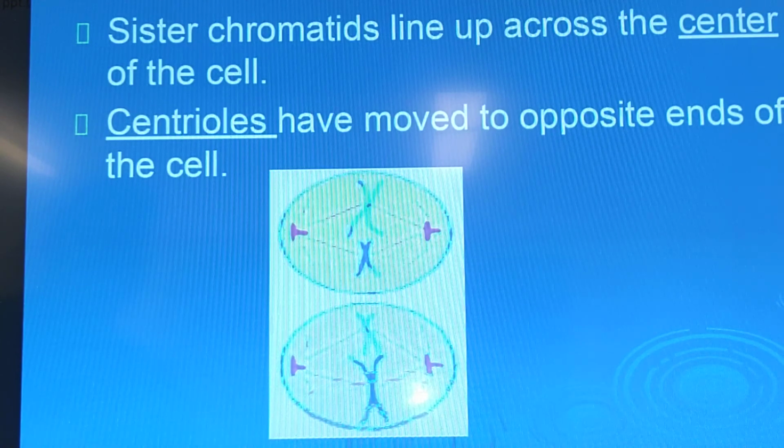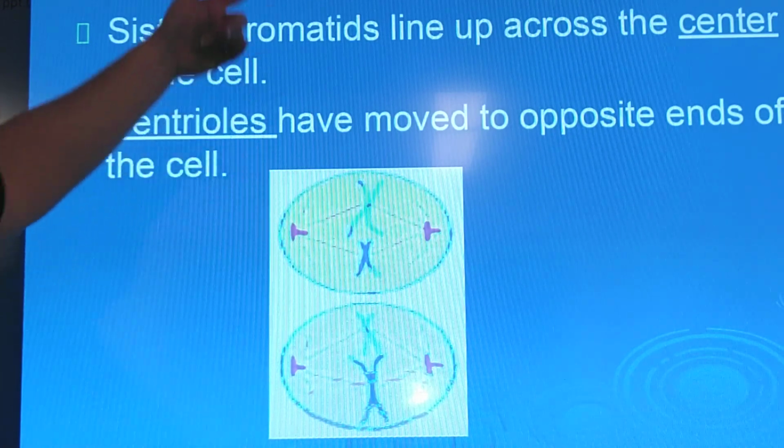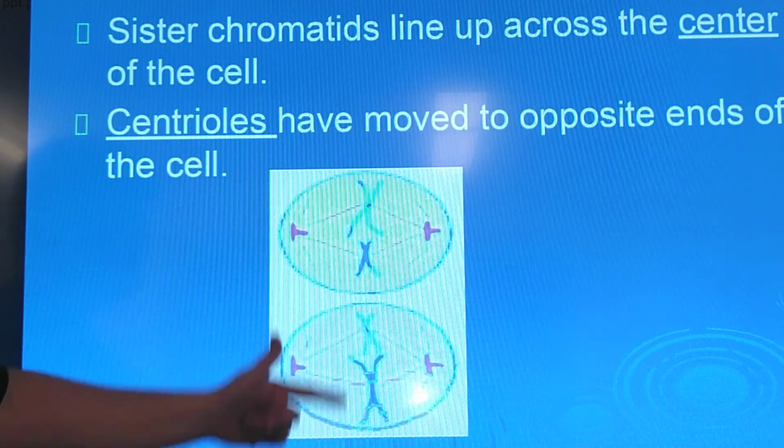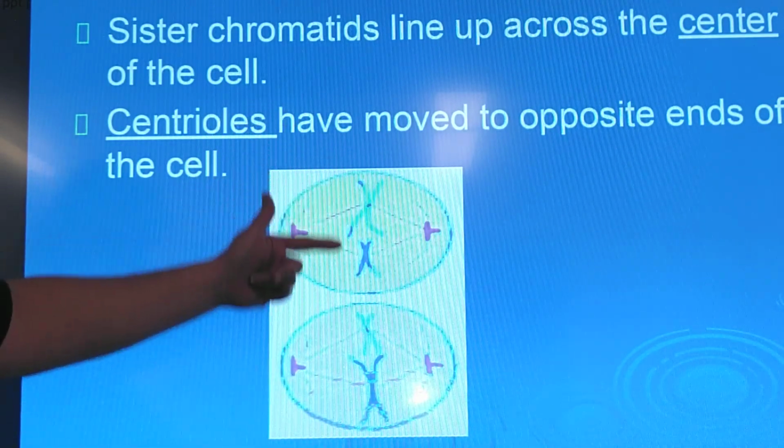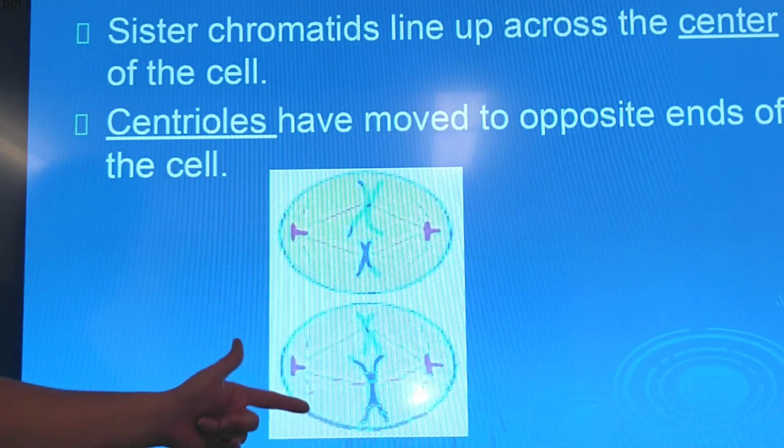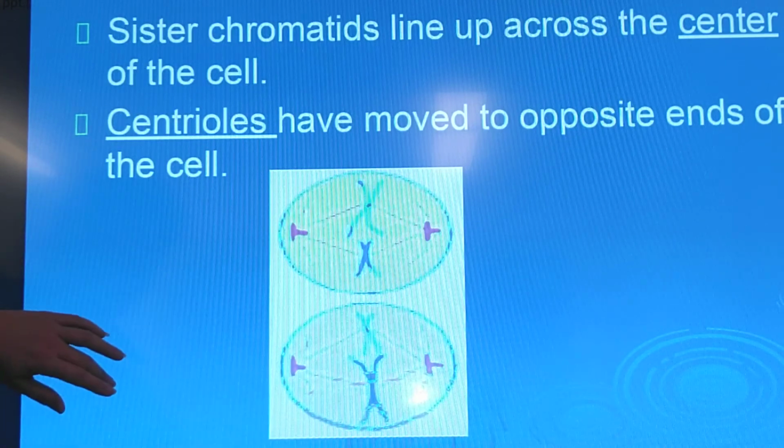So sister chromatids are going to line up across the middle again. Meta means middle. Metaphase 2, this looks more like mitosis this time because we just have our single X's lined up down the middle. Centrioles are at the opposite ends again.